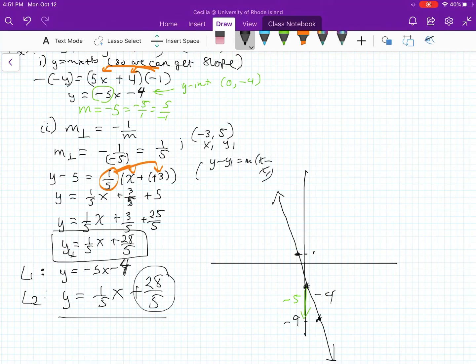Now, one of the things I noticed is this is a kind of a nasty y-intercept, so I'd rather not deal with that. I'm going to deal with the slope being 1/5, so m equals 1/5, and I'm going to use the point. All I need is a point. I have 2 to choose from. I have this point or the y-intercept. I'm going to go with the -3, 5.